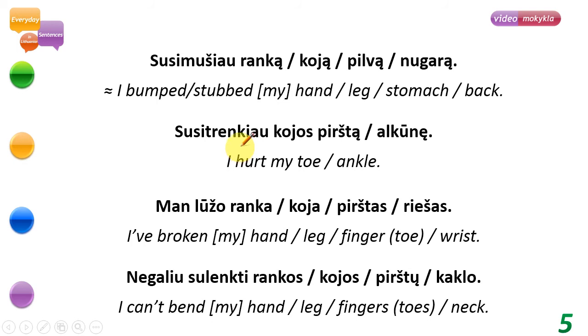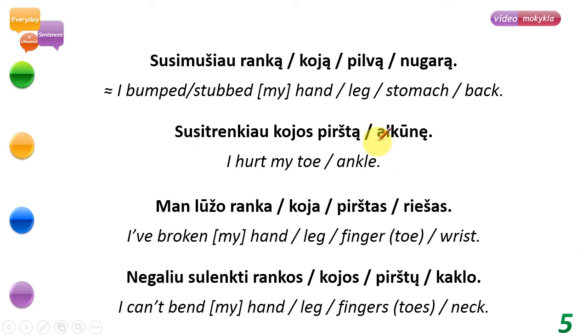Susitrenkiau. Susitrenkti means to hurt. It's almost a synonym of susimušti. These are almost synonyms. Susitrenkti means something like bump or to stab or to hurt when there's an interaction, when two objects collide, like your head and a ball. You can say aš susitrenkiau or aš susimušiau.